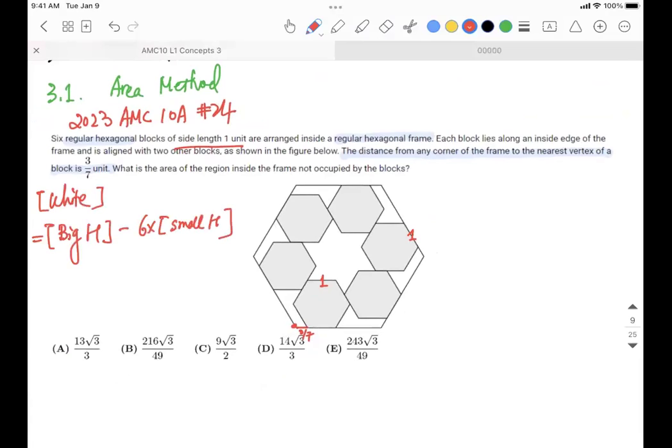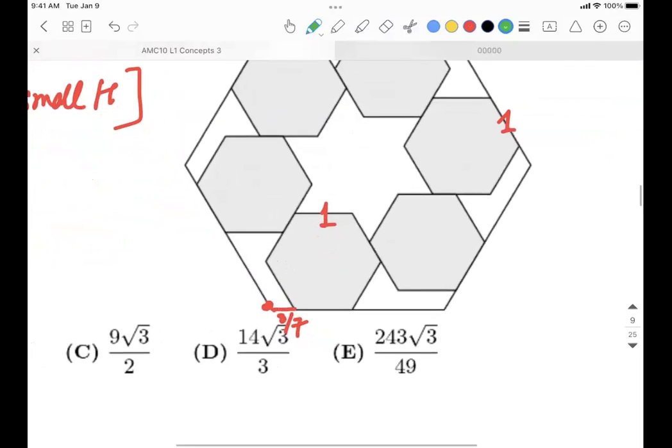But the most important thing is I need to determine the side length of the big hexagon. How can I determine the side length of the big hexagon? Let's have a quick look at it. Definitely I know this part is 3/7. This part is 1. I'm going to change to a different color. 1. So my $1 million question is I need to figure out the length of this part, right? As long as I figure out the length of this part, my work is done. That's it.